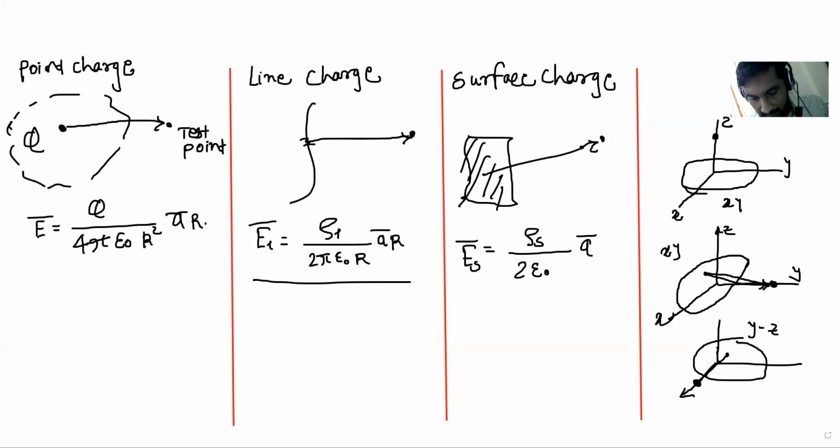So in general, instead of A bar Z, I will write it as A bar N. Is it making sense?